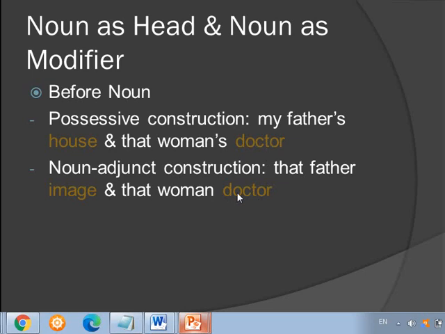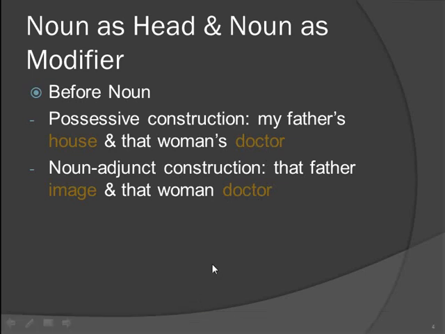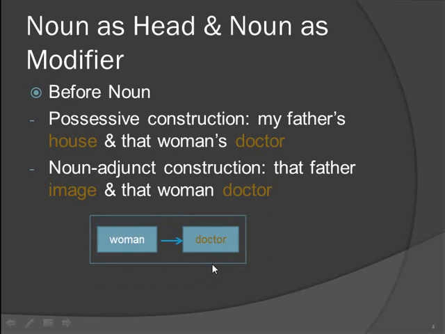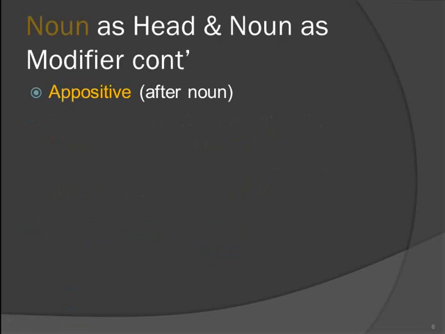Okay, now let's see how to make it into Chinese boxes. Okay, so we have woman and doctor, and then we have arrow pointed to the head, doctor, and put them into one bigger box. Okay, so this is the Chinese boxes analysis, and we can also add more modifiers.